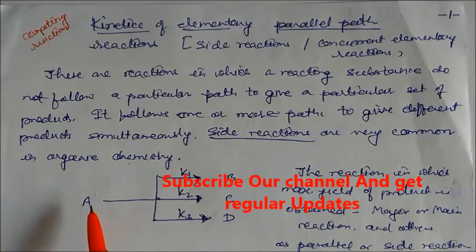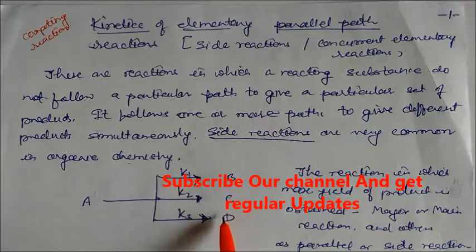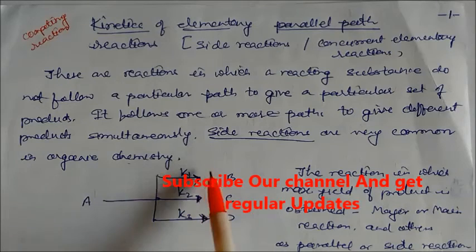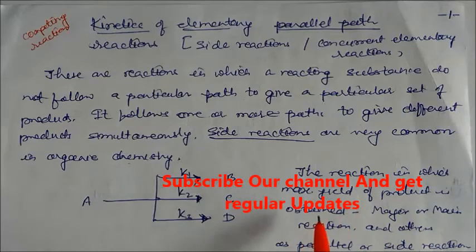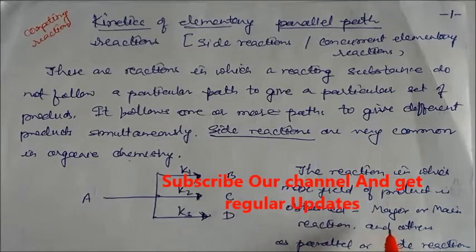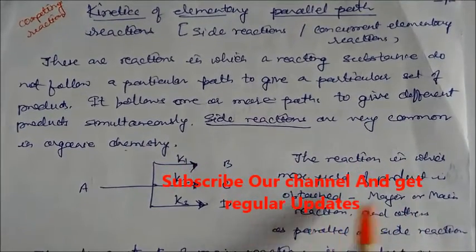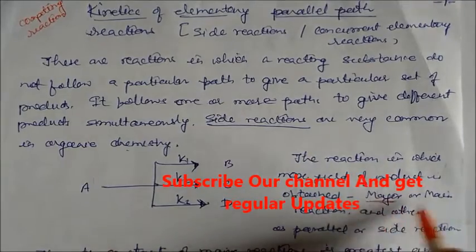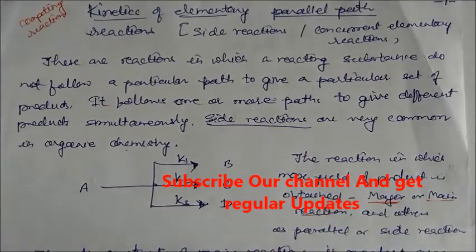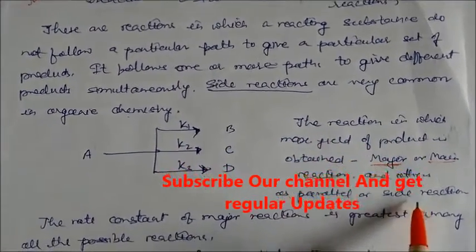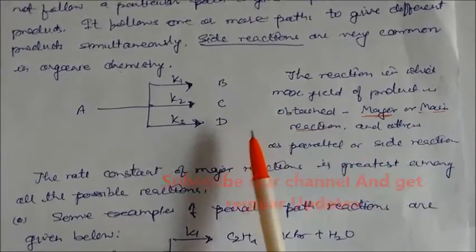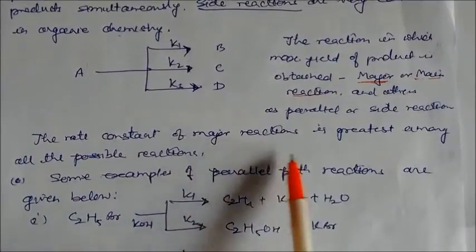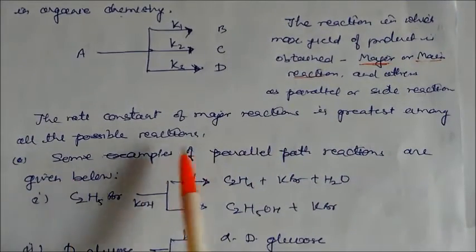Suppose this is a reaction which converts A into B, C and D. One is the main product and the others are the side products, and the rate constants are K1, K2 and K3 respectively. The reaction in which the maximum yield of product is obtained is called the major or main reaction, because this is obtained in major quantities, and the others are parallel or side reactions. Side reactions are always lesser than the major one. So the rate constant of the major reaction is the greatest among all the possible reactions.